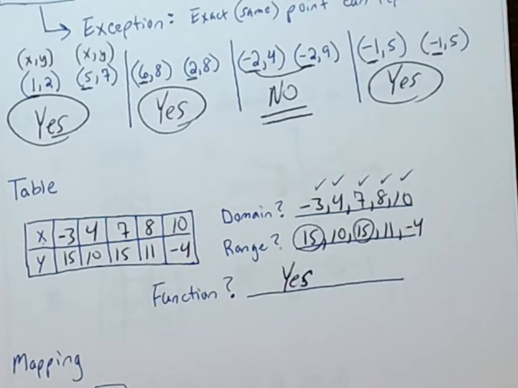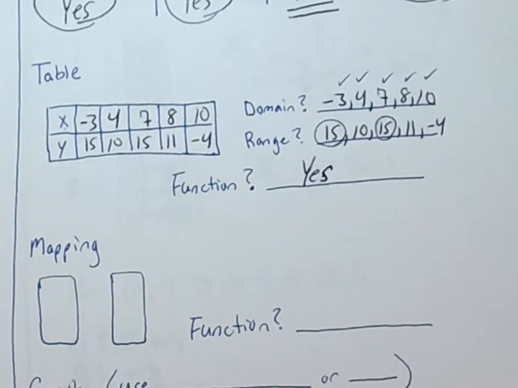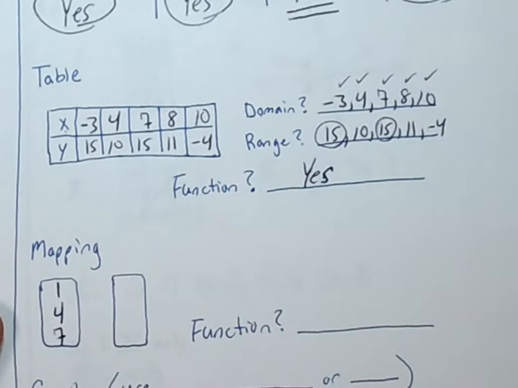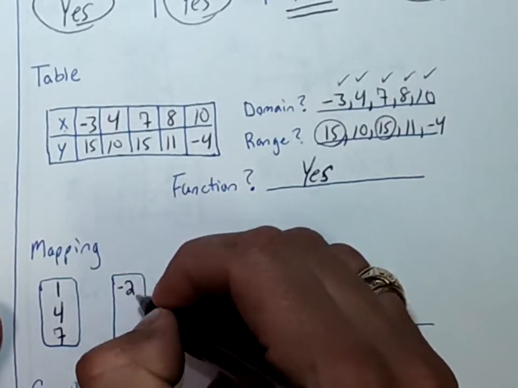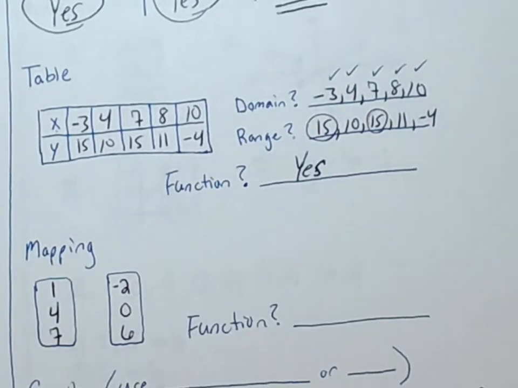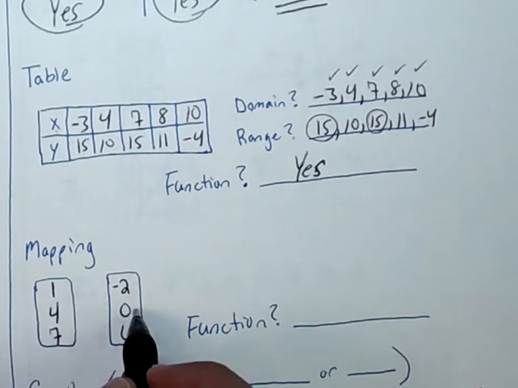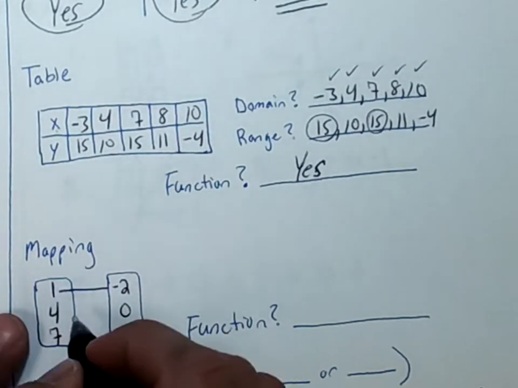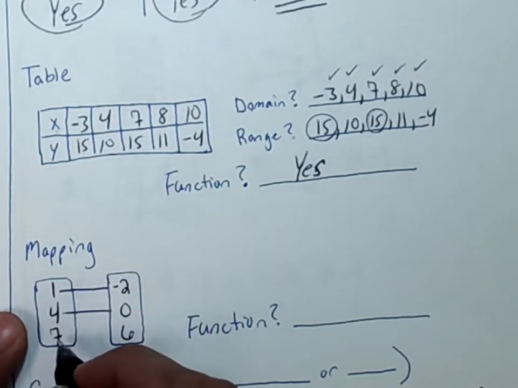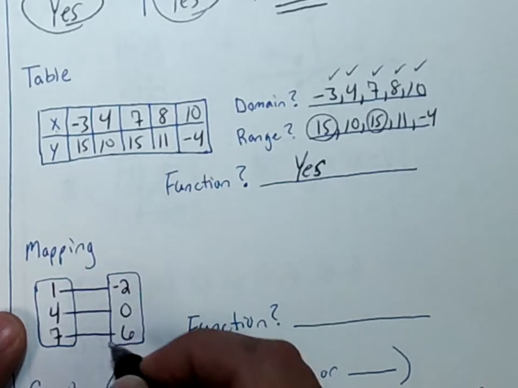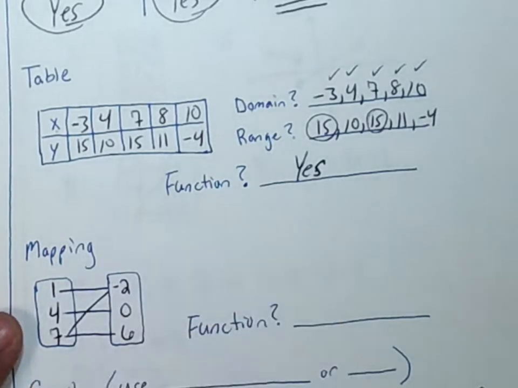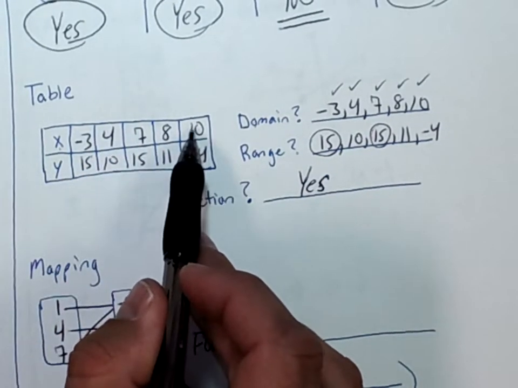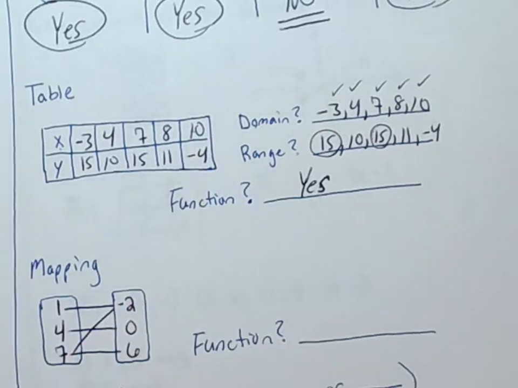We also have another one called mapping. Mapping can be where they have values on the left side. I'm going to put 1, 4, 7. They have values on the right side: -2, 0, 6. It could be anything. And it maps from one side to the next. We say that 1 maps to 2, 4 maps to 0, 7 maps to 6, and 7 maps to -2. And just like a table, the first column is always the x.